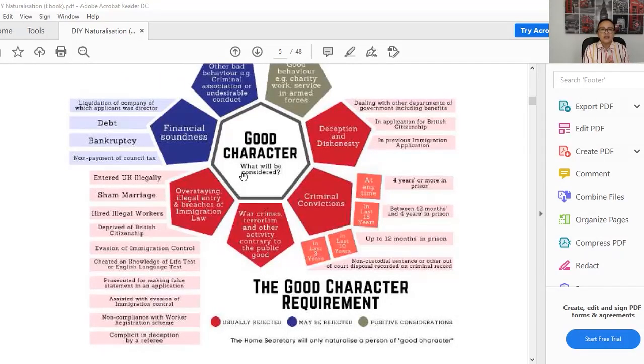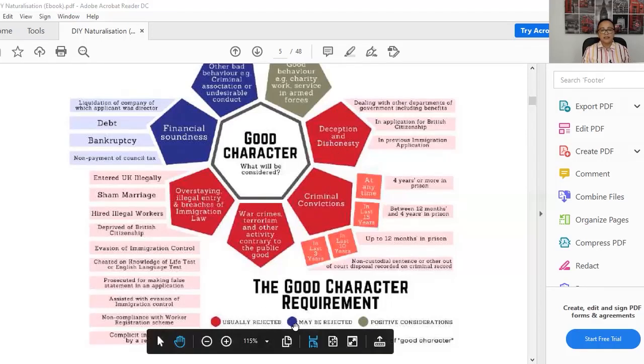And just because you have a little bit of bad dealings before, it doesn't mean that you will get refused straight away. It's only the red ones, okay? The red ones, the dark pink, how do you call it? Deception, dishonesty, criminal convictions, overstaying, breaches of immigration law, war crimes, and so on. If you have one of these and you have not been upfront, not waited the right time, then you will get refused. Usually rejected, it says here.